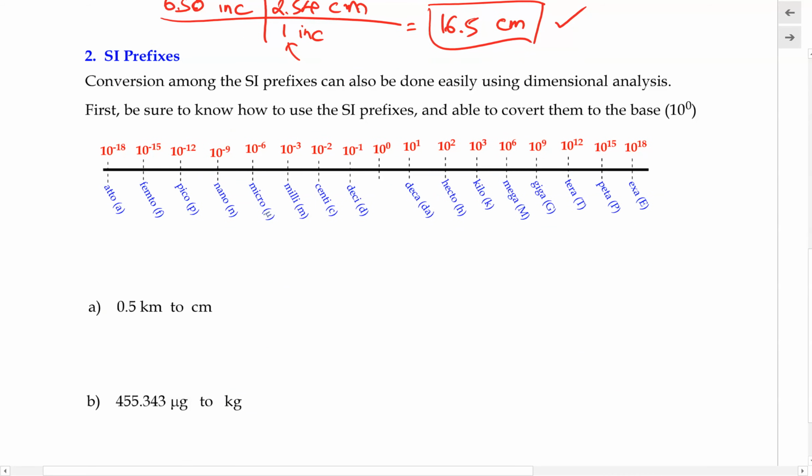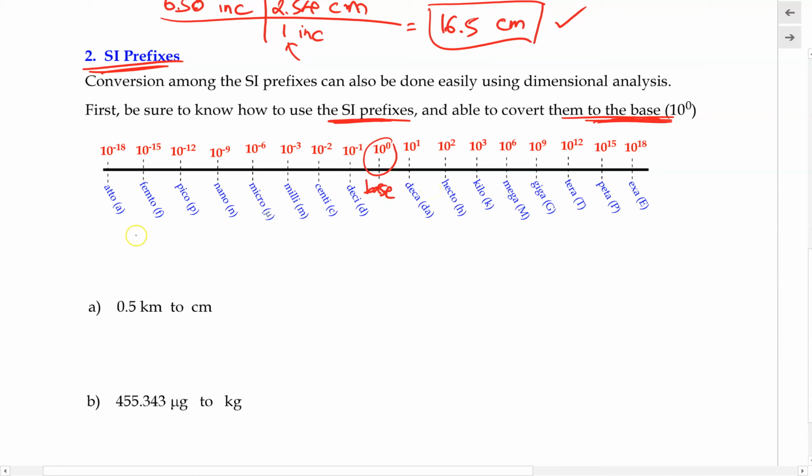We can also use dimensional analysis to convert among the different SI prefixes as well. So this is what makes dimensional analysis so powerful. Okay, now before we can use dimensional analysis to convert between the SI prefixes, it's important that you know first how to use the SI prefixes and be able to convert them to the base unit, or the base prefix, which is basically 10 to the 0 without any prefix on it. So you have to remember the relationship between the different SI prefixes, and whether each is bigger or smaller than 10 to the 0, the base.